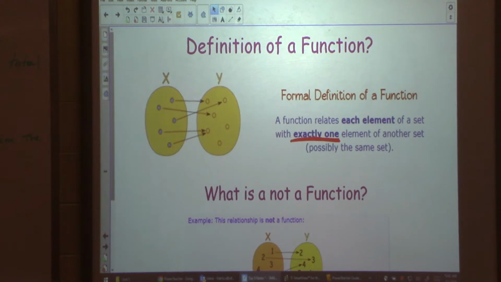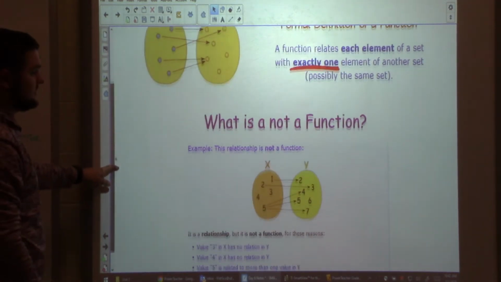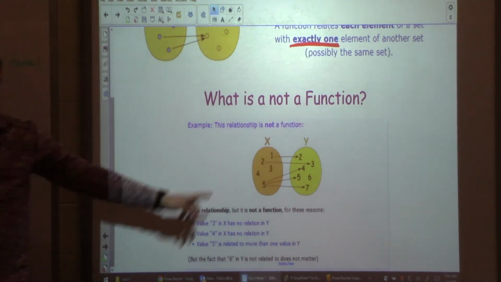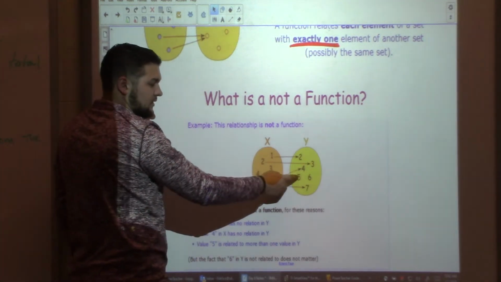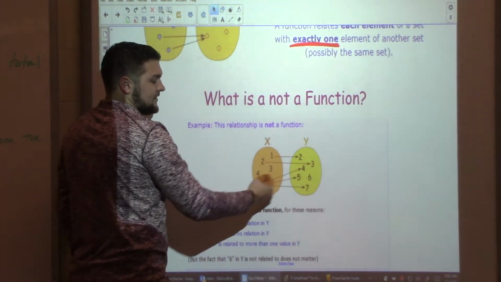Does that make sense? So if you look at the bottom one down here, why is this one not a function? 5 goes to 3 different y's, right? We said all the x's can only go to one y. Now 4 and 5 can go to the same one, but 5 cannot go to 3 different y's.